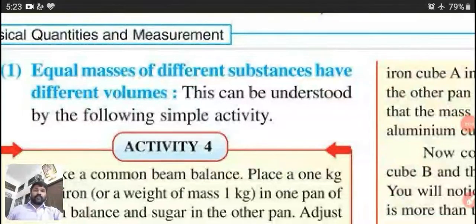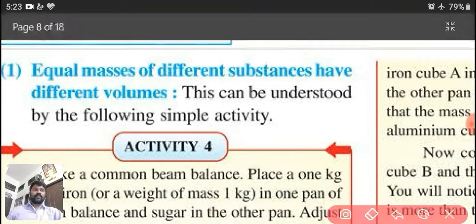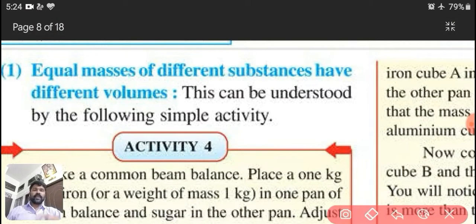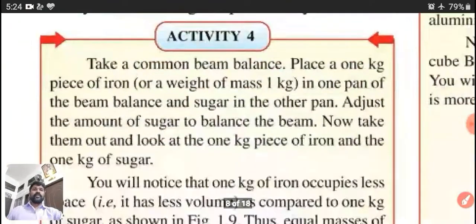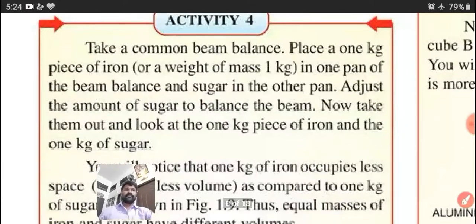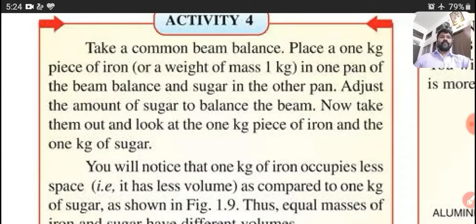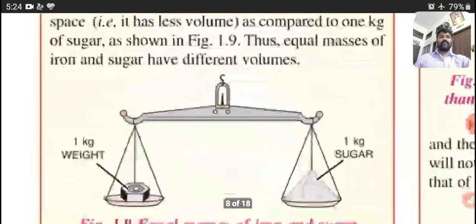Okay students, the first point we are going to discuss from this topic is that equal masses of different substances have different volumes. This can be understood by the following activity. Activity 4. Take a common beam balance. You know what a beam balance is.